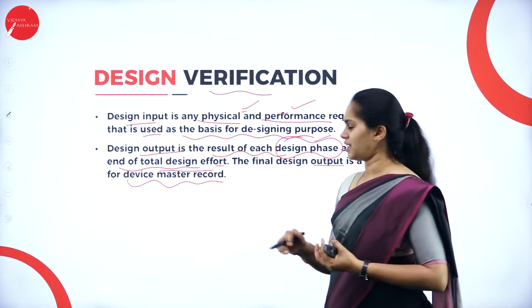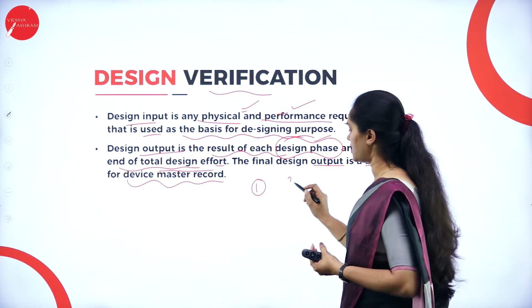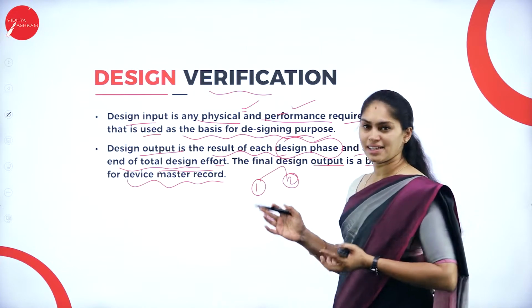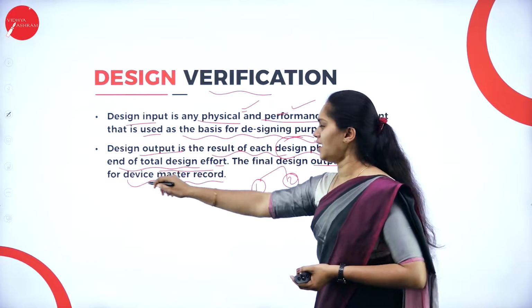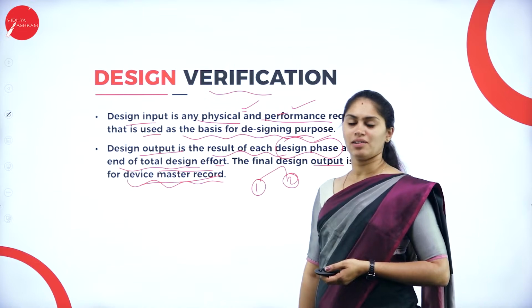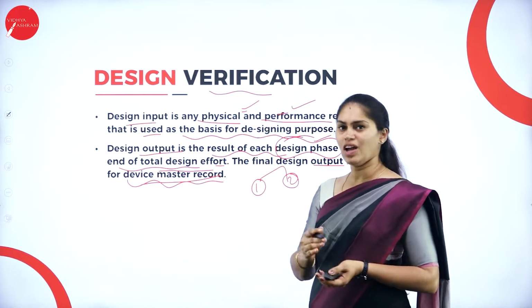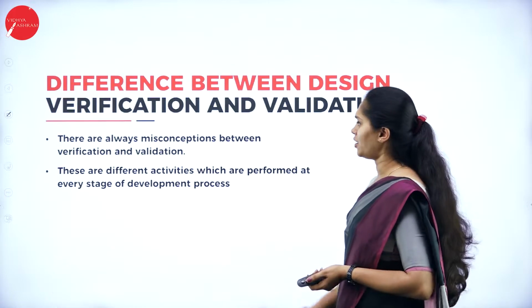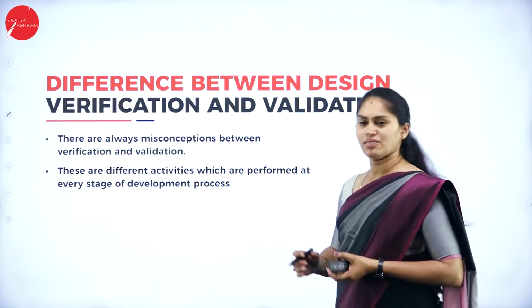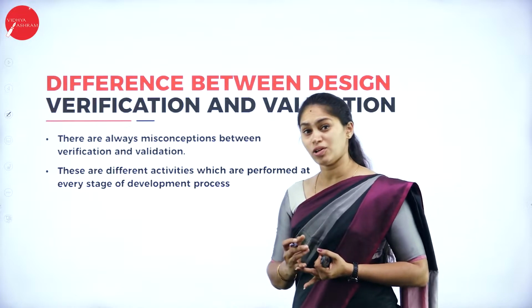So if I am getting a resultant for module 1 and a resultant for module 2, and all those are integrated together, then we can get the device master record. It will have a complete system design by incorporating all the module designs. And also here you can see that we got to know what is verification and what is validation.